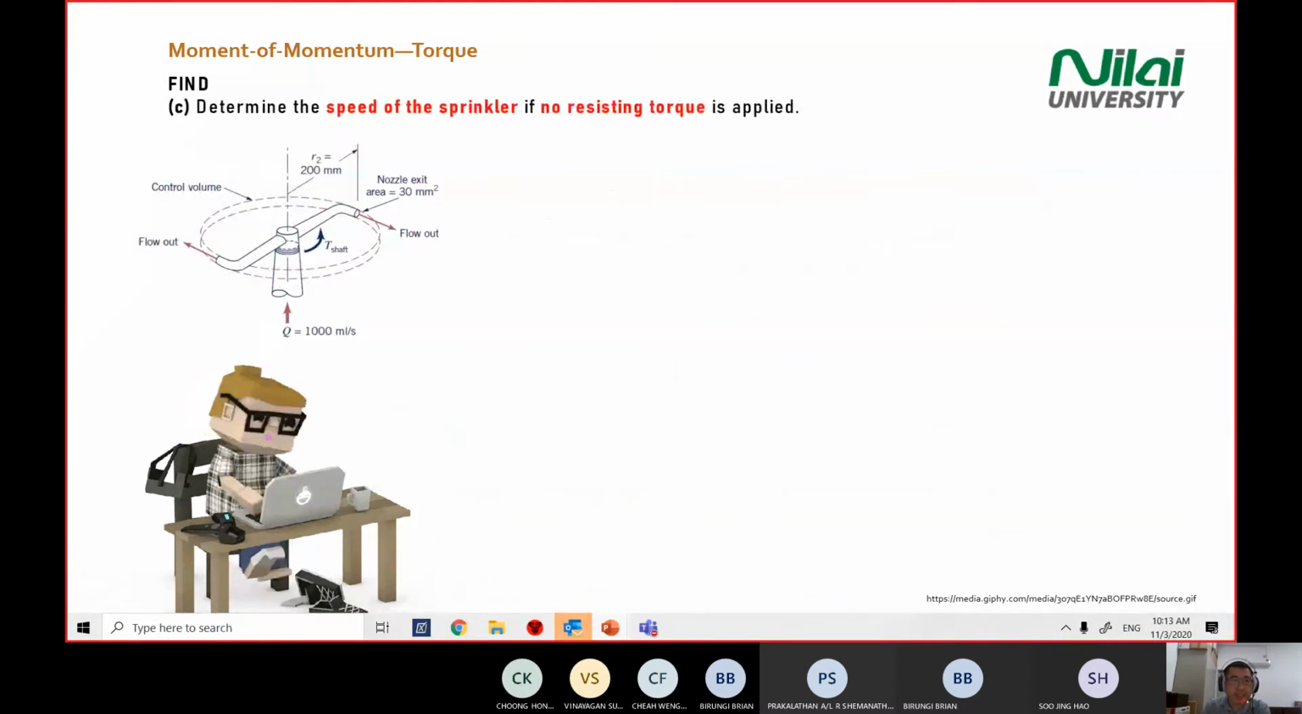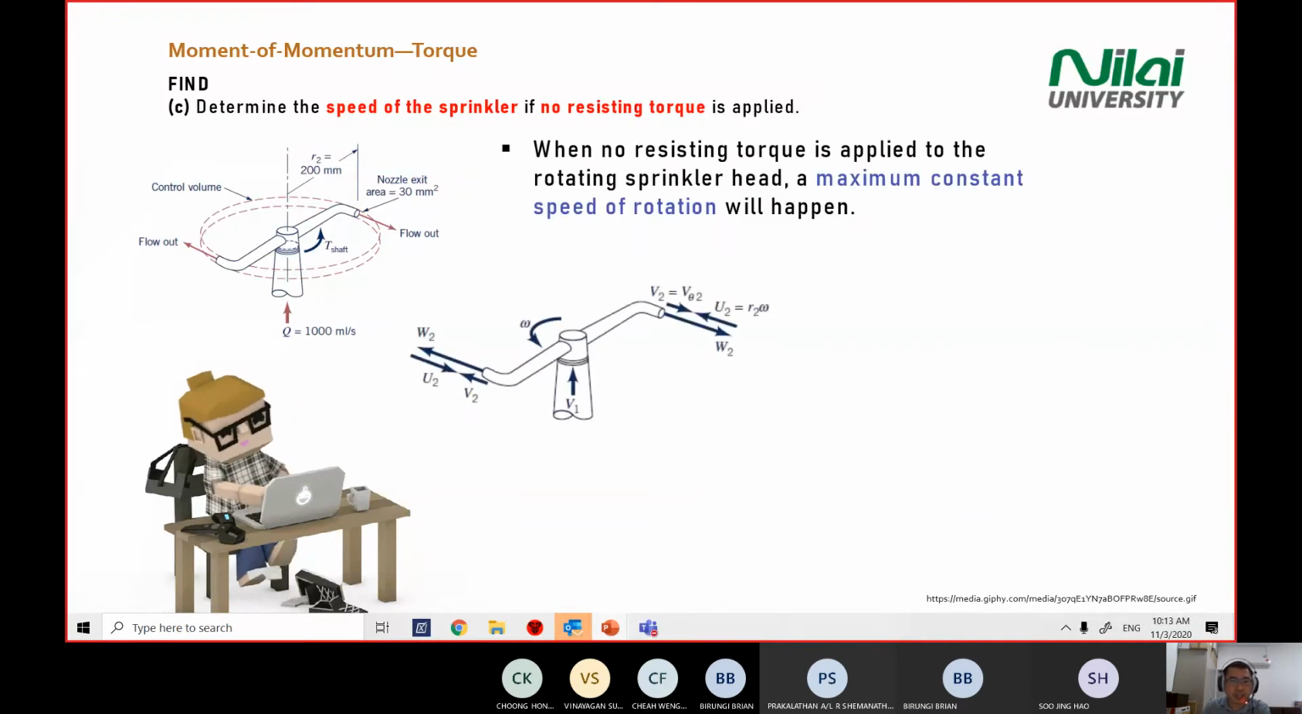Okay, section C. What happens if there's no resisting torque? Means there's no friction, free to move. Right, when there's no resisting torque, a maximum constant speed of rotation will happen. Means this component omega here will be maximum.